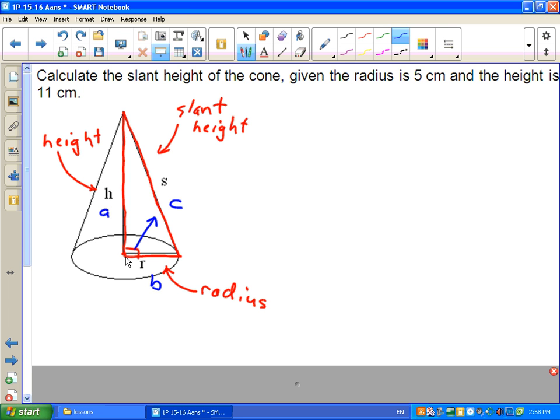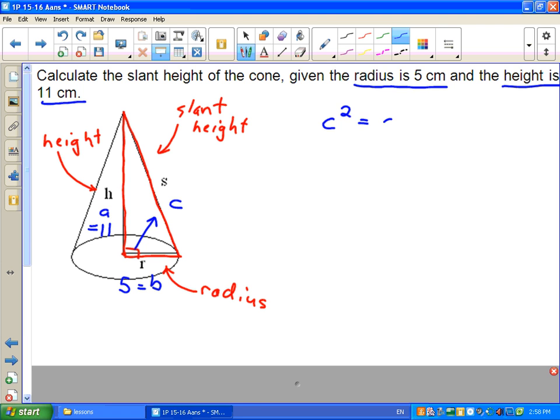Okay? And then let's add our numbers onto this diagram. They tell us that the radius is 5 centimeters. So down here at the bottom, where I've got my radius, and I've labeled it B, that's where my 5 goes. The height is 11 centimeters. So straight up the middle of the cone, where I've got my height, and I've labeled it A, that's going to be 11. And now I can move on to my equation.